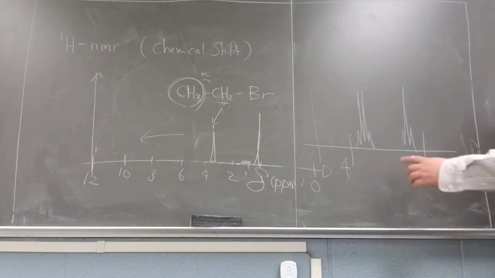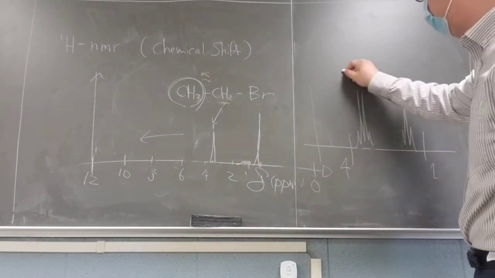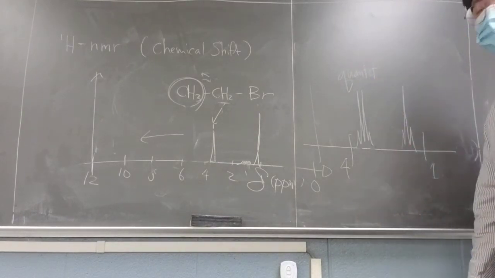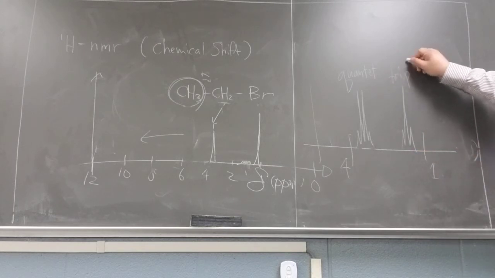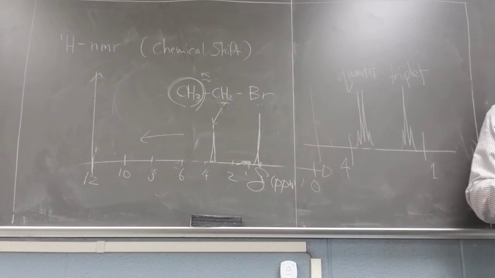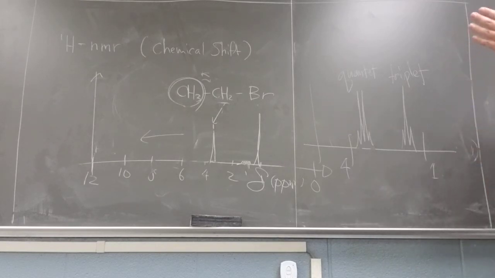Okay. And there's 4 peaks on the same signal, so we call this a quartet. Okay, and there's 3 peaks on the same signal, we call this a triplet. So whenever you see this splitting of the peak on the same signal, we call this multiplicity, meaning you're just dividing the same signal into certain numbers, like 4 or 3.